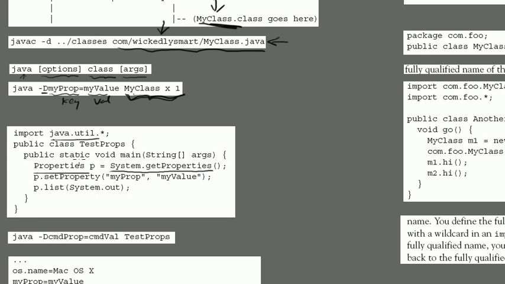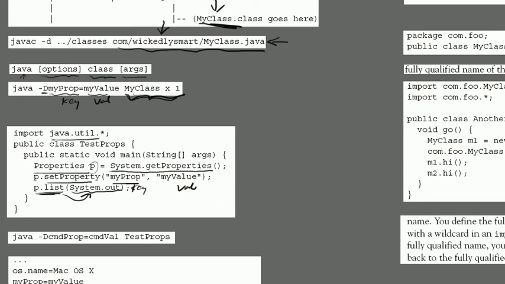And then you could do p.list and System.out, so the list of properties would be printed to the command line. You could also set properties using p. So my prop is a key, and my value is the value.